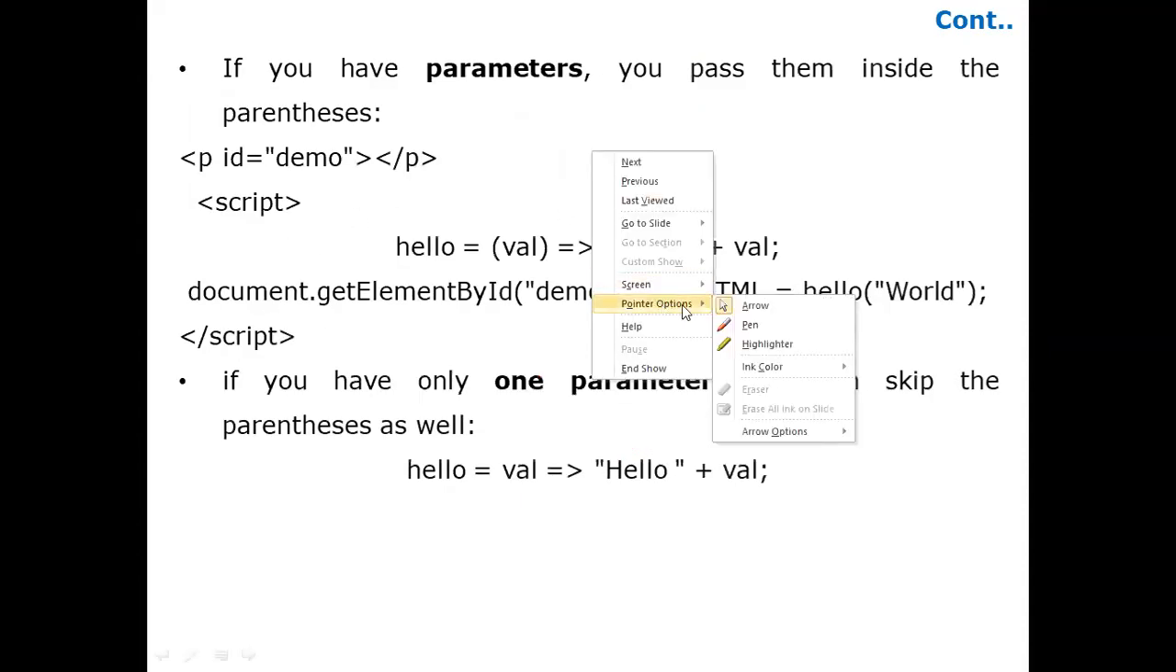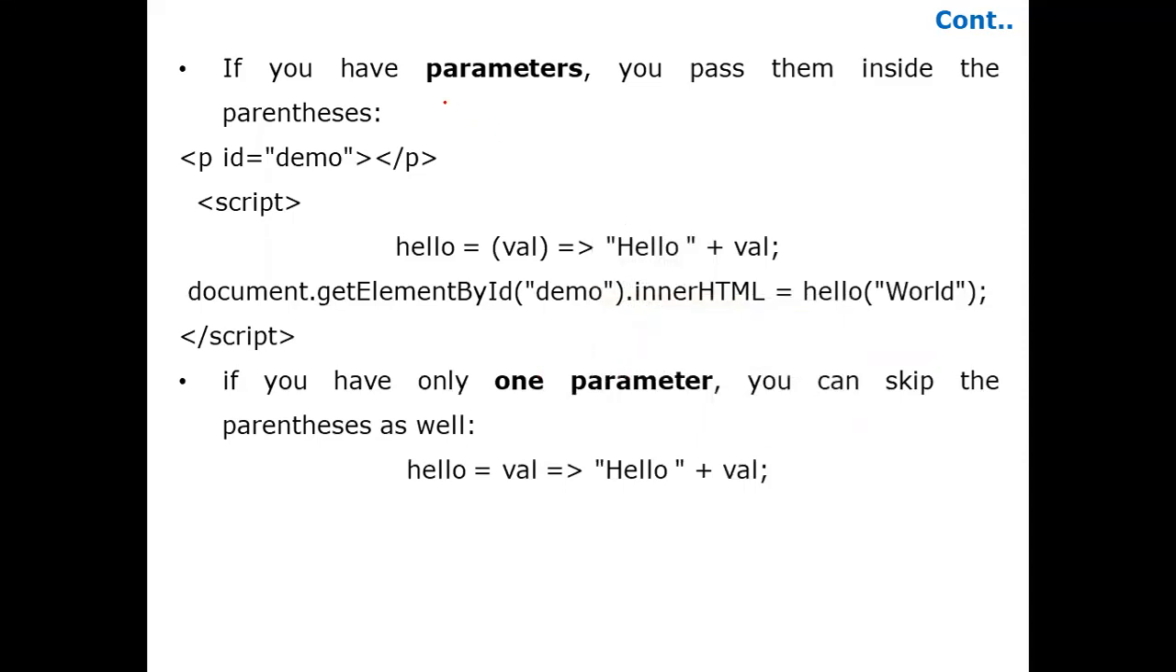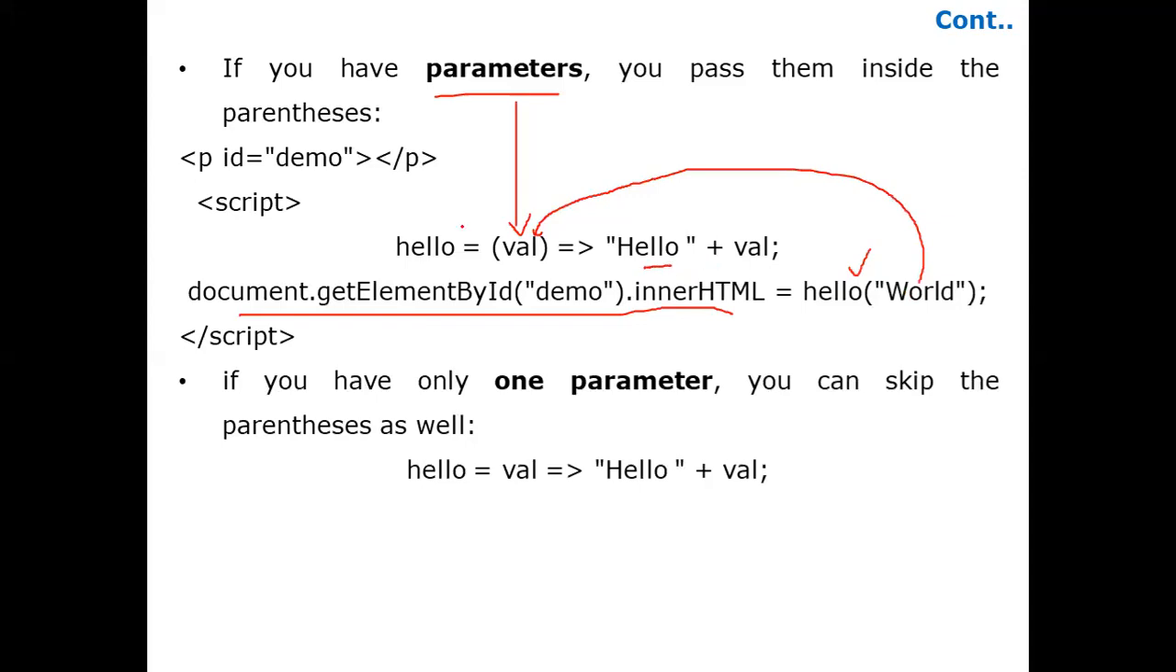For this function, we can pass parameters as well. For this function, we have parentheses, and we can pass parameters. For example, here the parameter is val. Val equal to hello plus val. When you call the function, document.getElementById dot inner HTML equal to hello of world. Hello of world means we are calling the function called hello, passing the parameter world. So in val, world will be there, and that will be added: hello plus val. What will be in val? World. So the output is hello world. Like this also we can call it.